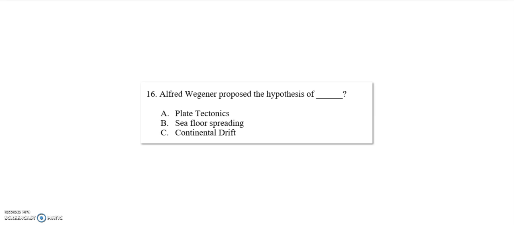Number 16. Alfred Wegener proposed the hypothesis of A, plate tectonics, B, seafloor spreading, or C, continental drift. Which did Alfred Wegener propose this hypothesis of?